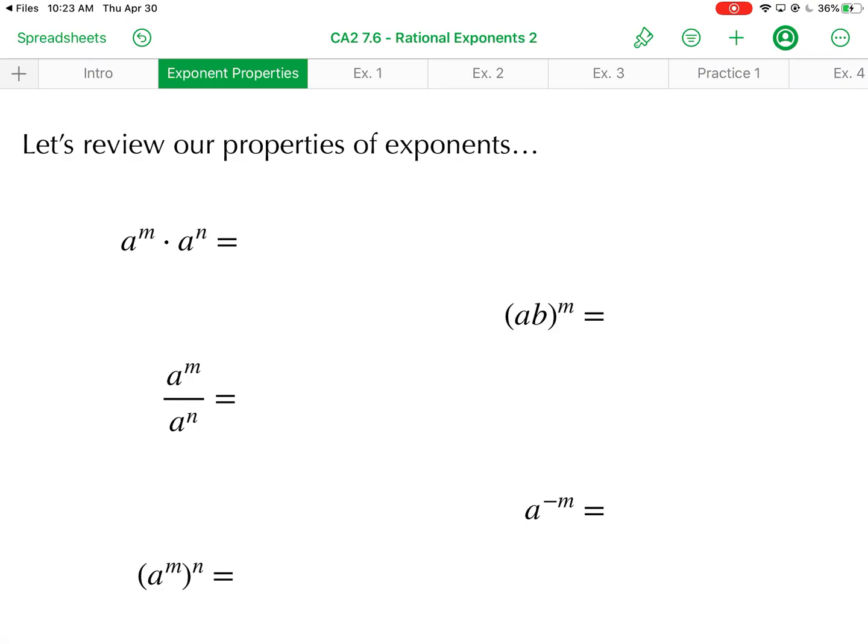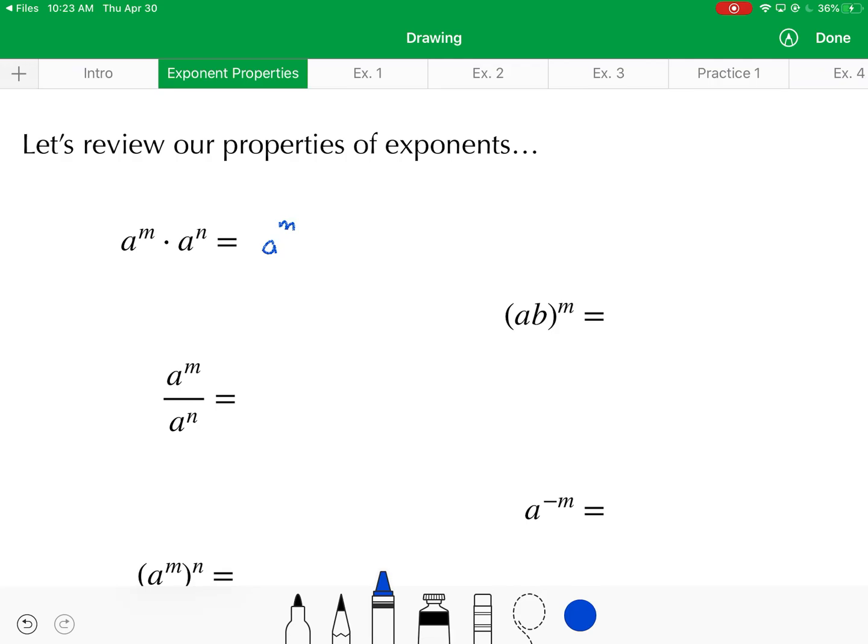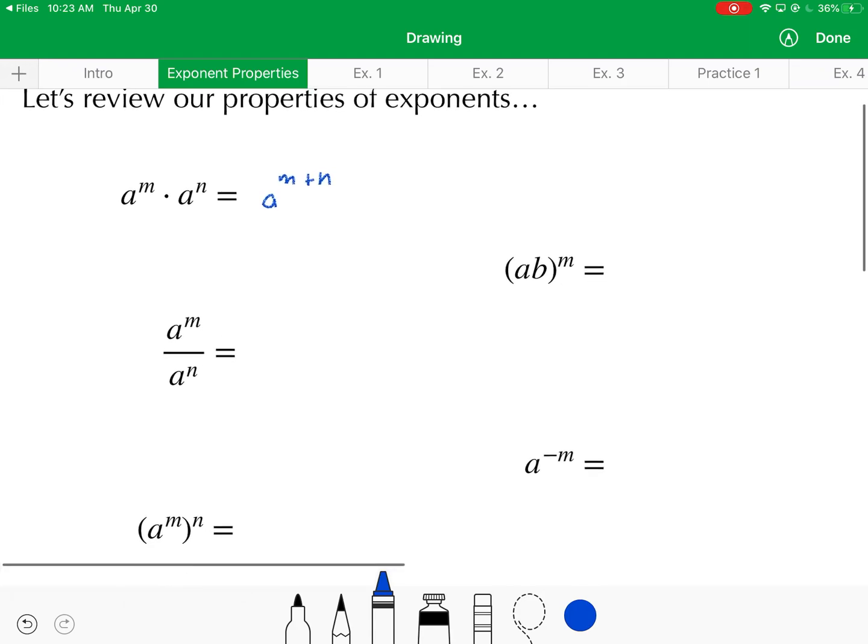Okay, so let's say I have a raised to the power of m being multiplied by a raised to the power of n. So I have two expressions that have the same base a being multiplied together. We know that this is going to simplify to a raised to the power of m plus n. You add the exponents in this case. Similarly, if we have a to the power of m divided by a to the power of n, our quotient property says we would subtract the exponents, and it would always be the numerator's exponent subtracted by the denominator's exponent.